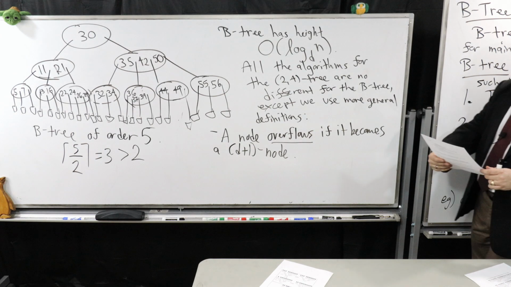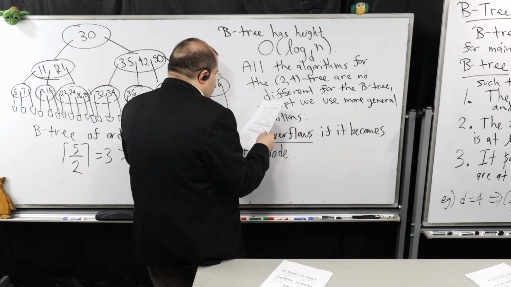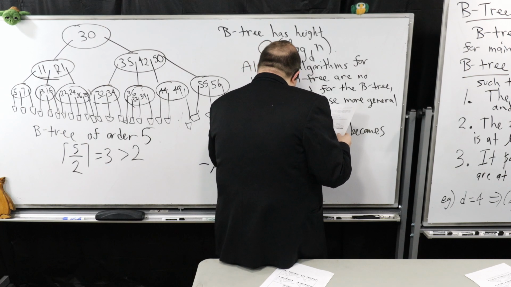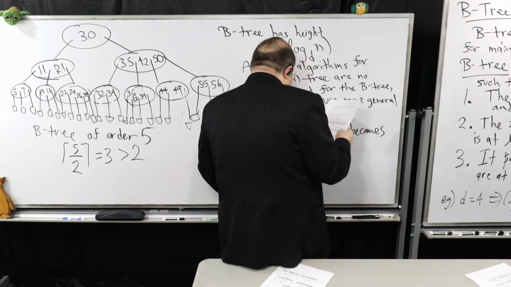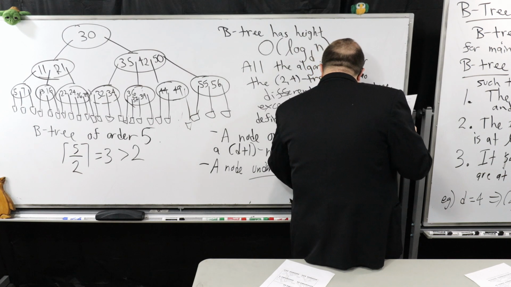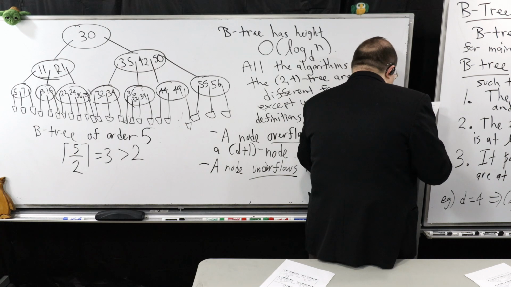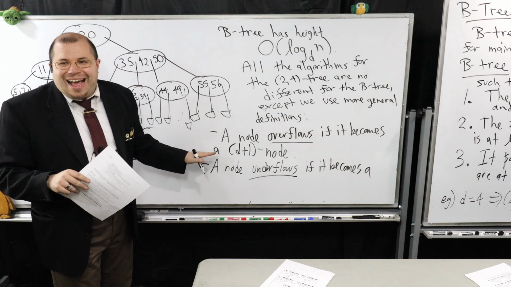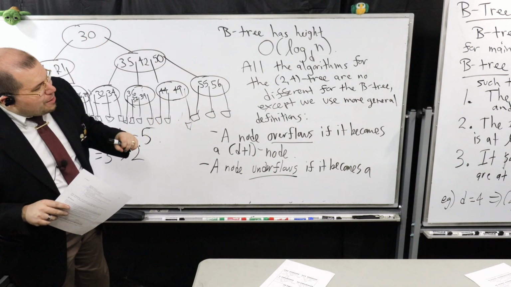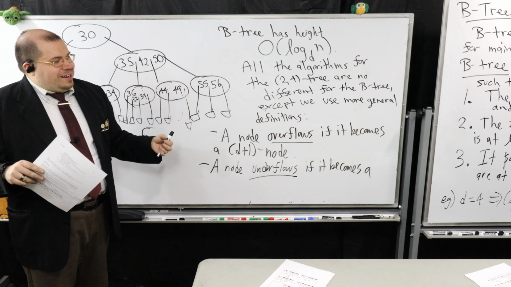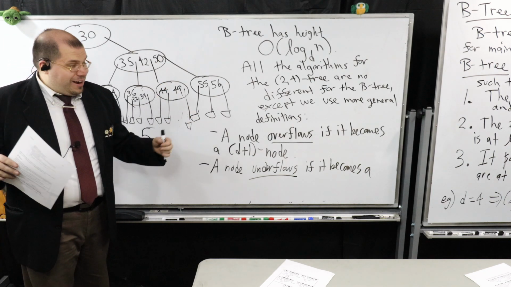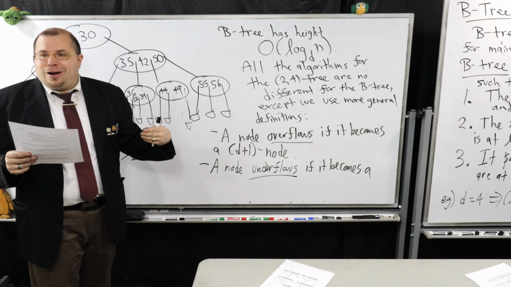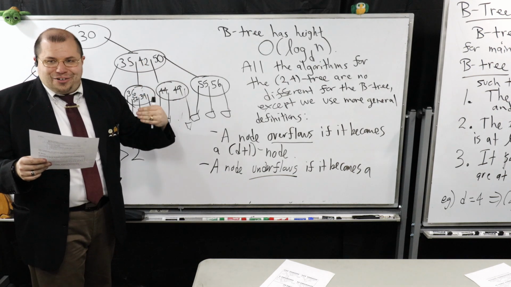Now I'm going to give you the definition for an underflow. A node underflows if it becomes a, now this one's going to be a little bit stranger. This definition is really nice and natural, right? But you got to remember that the bound that we had for the number of children is at least D over 2, the ceiling, right? So if I get any less than this, you know that you're going to be in trouble, right? So that's how I'm going to define underflow.